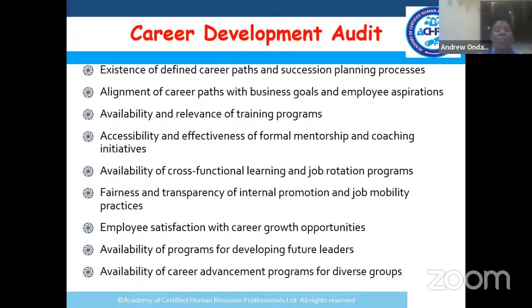Thirdly is availability of relevant training programs to support this career development. So if I'm a HR officer, there must be relevant training programs to advance my skills in HR. So I will be taken for HR trainings related to recruitment, to reward management, to performance management, to training. And that is why we are here. That today we are looking at career development and other modules, so that we can improve our performance at the individual level and by extension, the departmental level. Next is accessibility and effectiveness of mentorship and coaching programs.